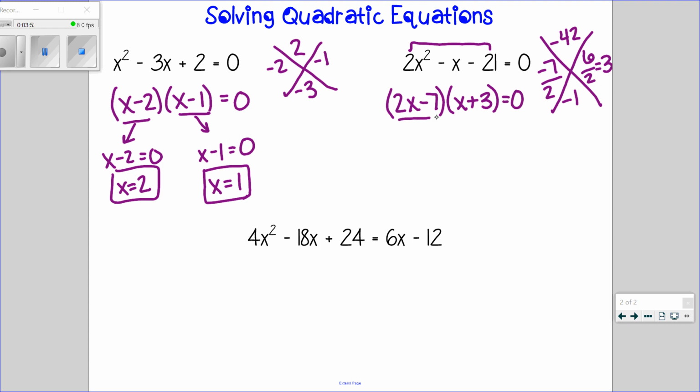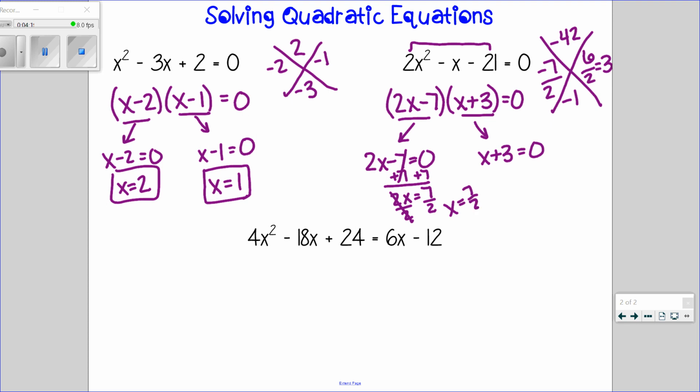So now we write our two equations. We've got our two factors. We're going to go ahead and set them both equal to 0. So 2x minus 7 equals 0. X plus 3 equals 0. So if we solve our left one, we're going to add 7 on both sides. So we have 2x equals 7. And then last step to get x by itself is we'll have to divide by 2. So our answer is x equals 7/2 for that one.